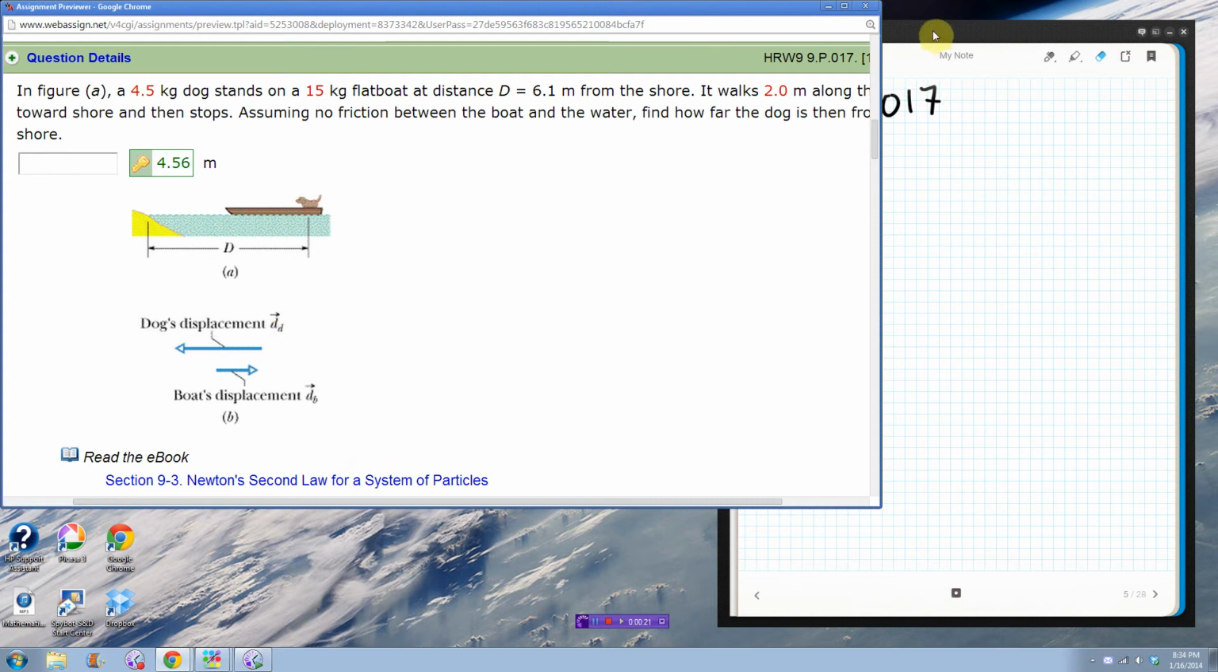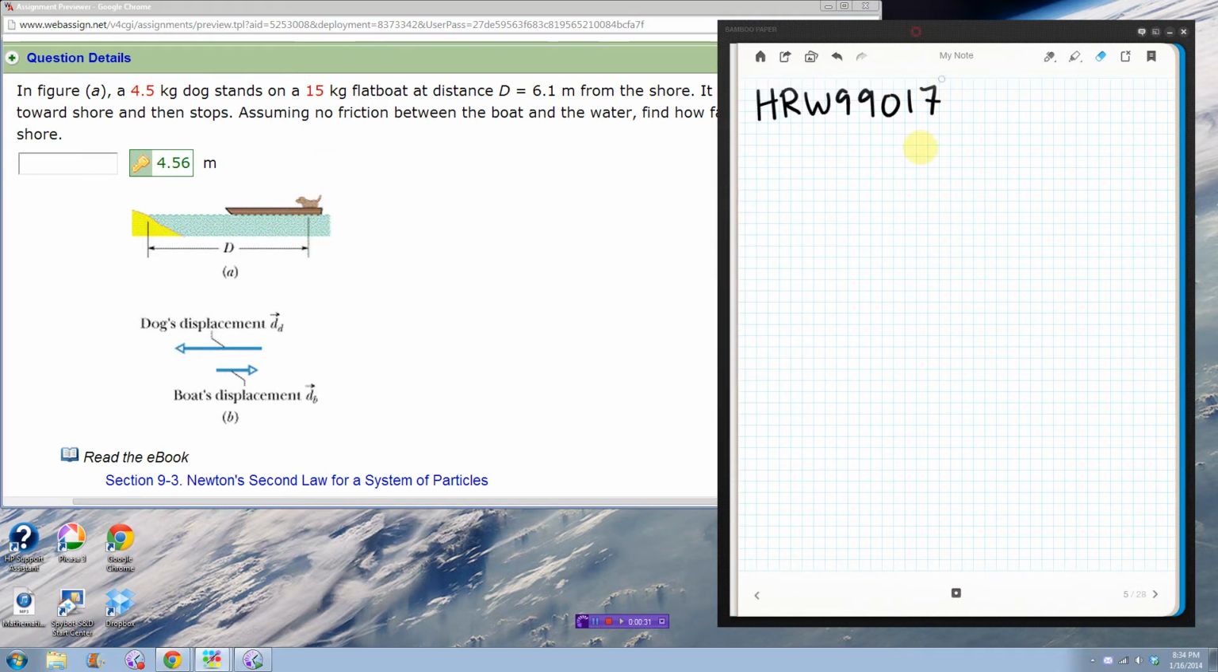Okay, so the trick here is, as the dog walks along the boat, that's a force internal to the boat-dog system, and so the center of mass of the boat-dog system should not move anywhere. So let's look at where the center of mass is before the dog moves. So I'm going to say the shore is at 0. Okay, that's the shore. I've got two particles.